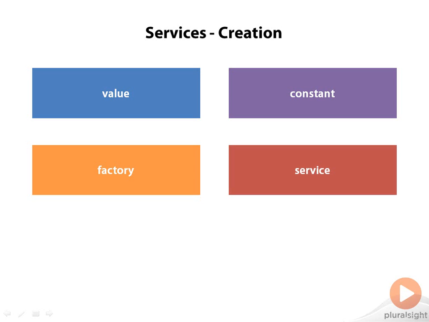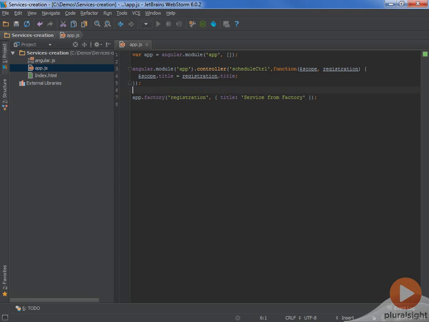The service function is a lot like the factory function with one difference. The service function will take the function you give it and call new on it. Then it will cache the result of that function and give you the result every time you ask for that service. Let's look at this in action.